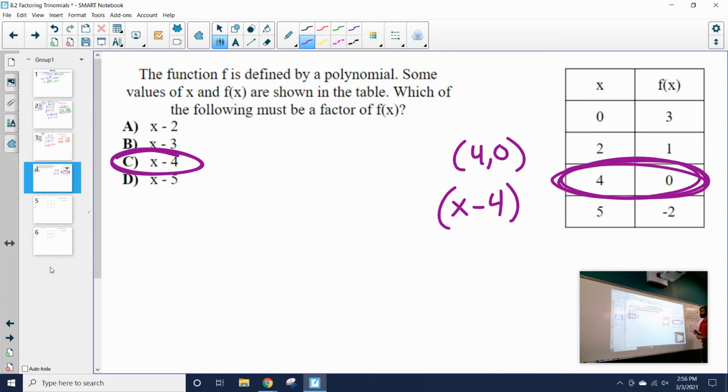So C would be my solution. All I had to do was look at the table, see where my x-intercept was. I know how to turn that x-intercept into a factor, and I just had to look at my options to see which one was the right one.